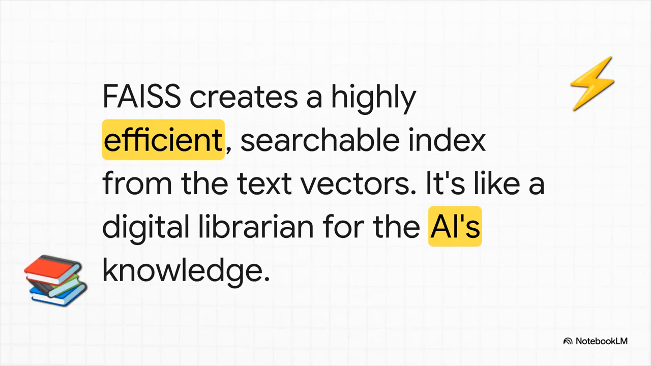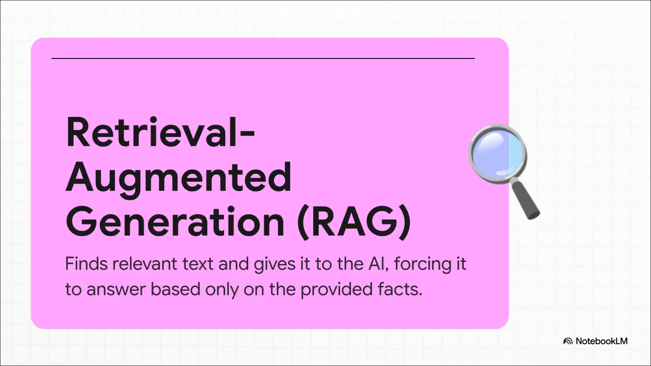So, what do we do with all these number vectors that our translator created? We feed them into this function, create FAISS index. You can think of FAISS as a super fast digital librarian. It takes all of the numbered vectors from our transcript chunks and organizes them into a special, highly efficient database called an index. This is what lets us search through the entire video's content almost instantly to find exactly what we're looking for.